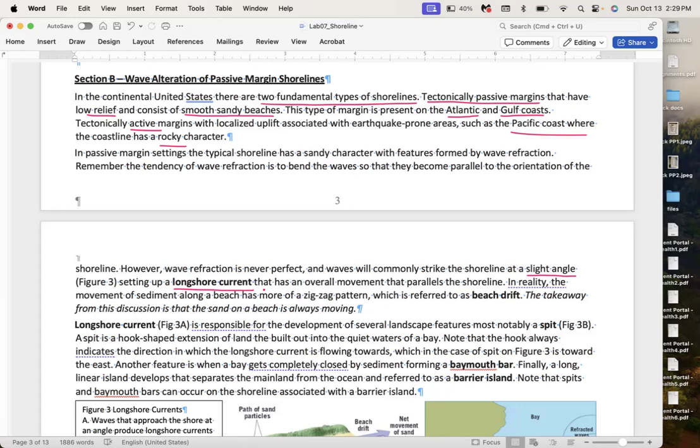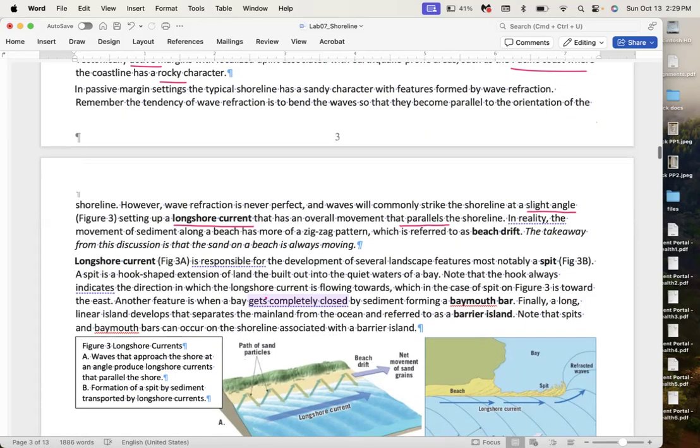So what longshore currents do is they cause sand and everything else to move parallel to the shoreline. And this causes something called beach drift. And as I put here, the takeaway from this is that sand on a beach is always moving.